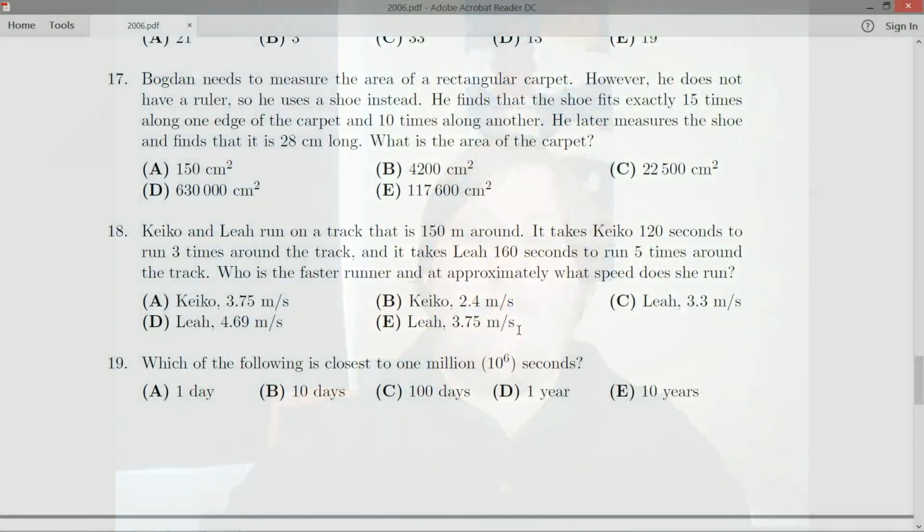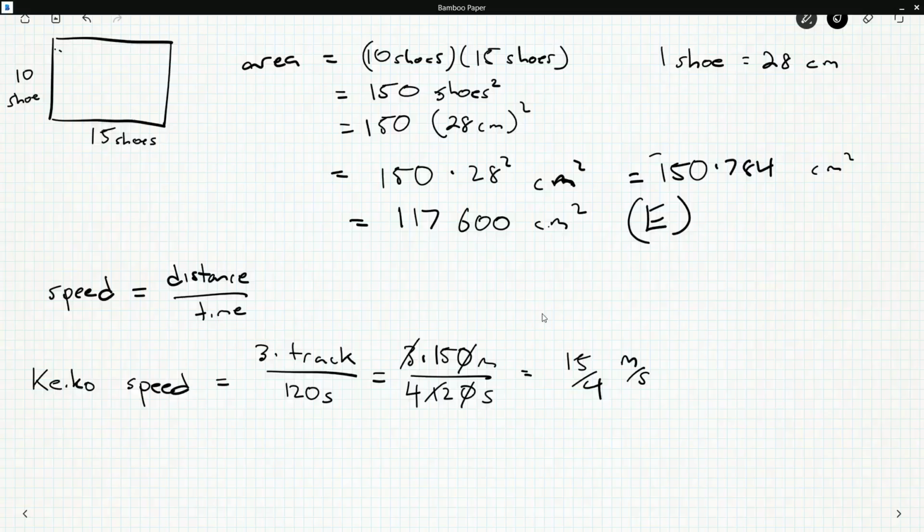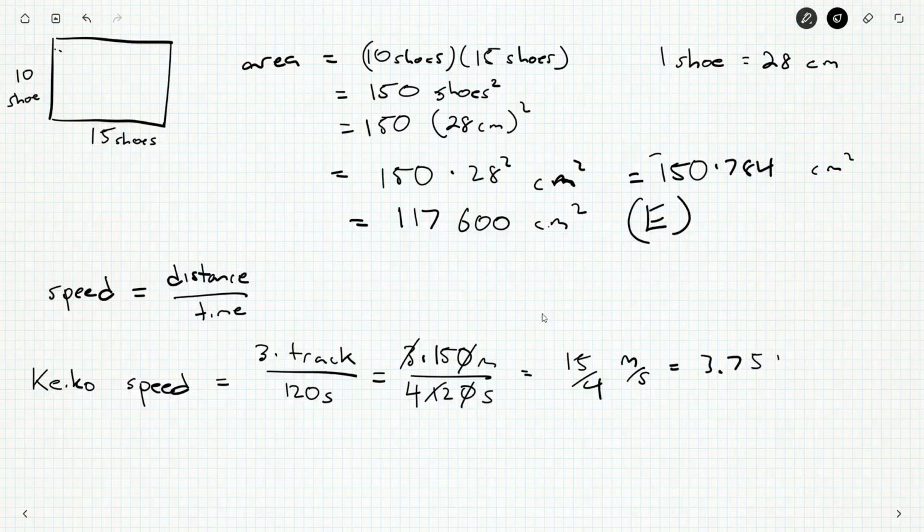And already, this rules out a number of answers. It doesn't rule out whether or not Leah won. But we do know that if Keiko won, it would have to be with 3.75 meters per second, so it can't be Keiko with 2.4. Okay? So we write down our decimal here, 3.75 meters per second.